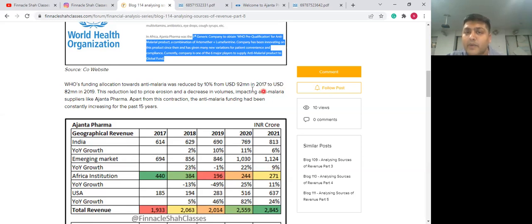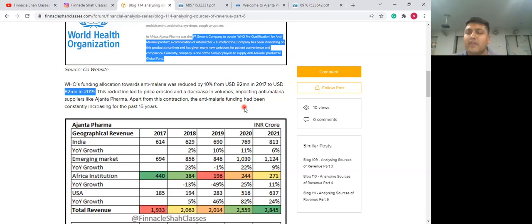So in 2017, the overall funding which was made available was around $92 million. This is, by the way, from a research report, which you can follow. And moreover, in 2019, it was just 82 million. Now, the drop in funding was the first time it happened in 15 years. So for 15 years, the funding has been increasing, and guess who was actually the indirect beneficiary of the same?